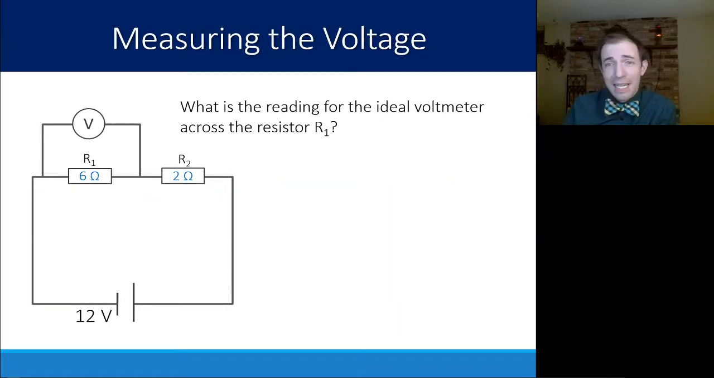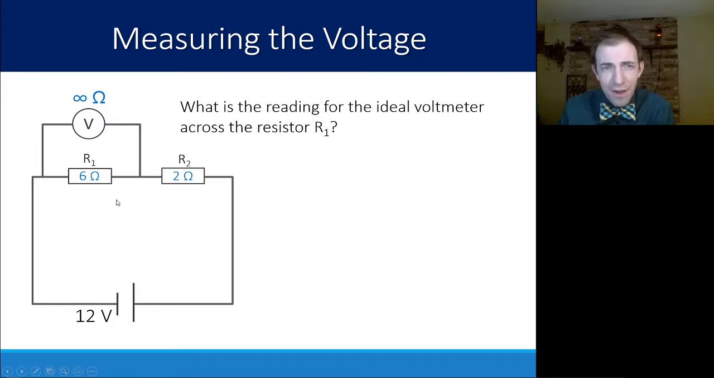Say we have the same circuit that we had before, 6 ohms and 2 ohms with a 12 volt battery. I want to know the reading for this ideal voltmeter across resistor 1. Now this process is a little bit more involved than when we talked about a non-ideal ammeter. To find this voltmeter reading, I first need to figure out some other things about this circuit. I know that this voltmeter is going to be ideal, so it's infinity ohms.